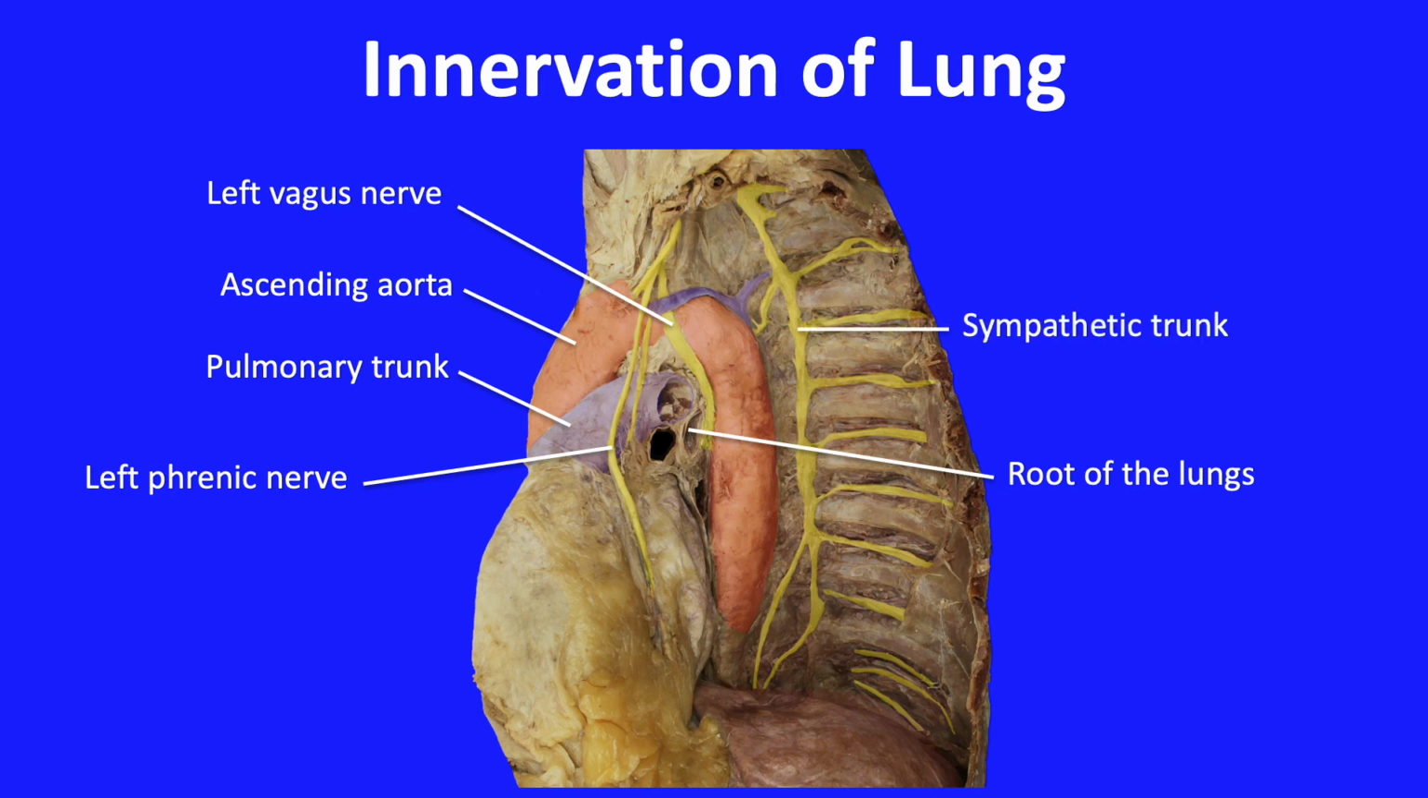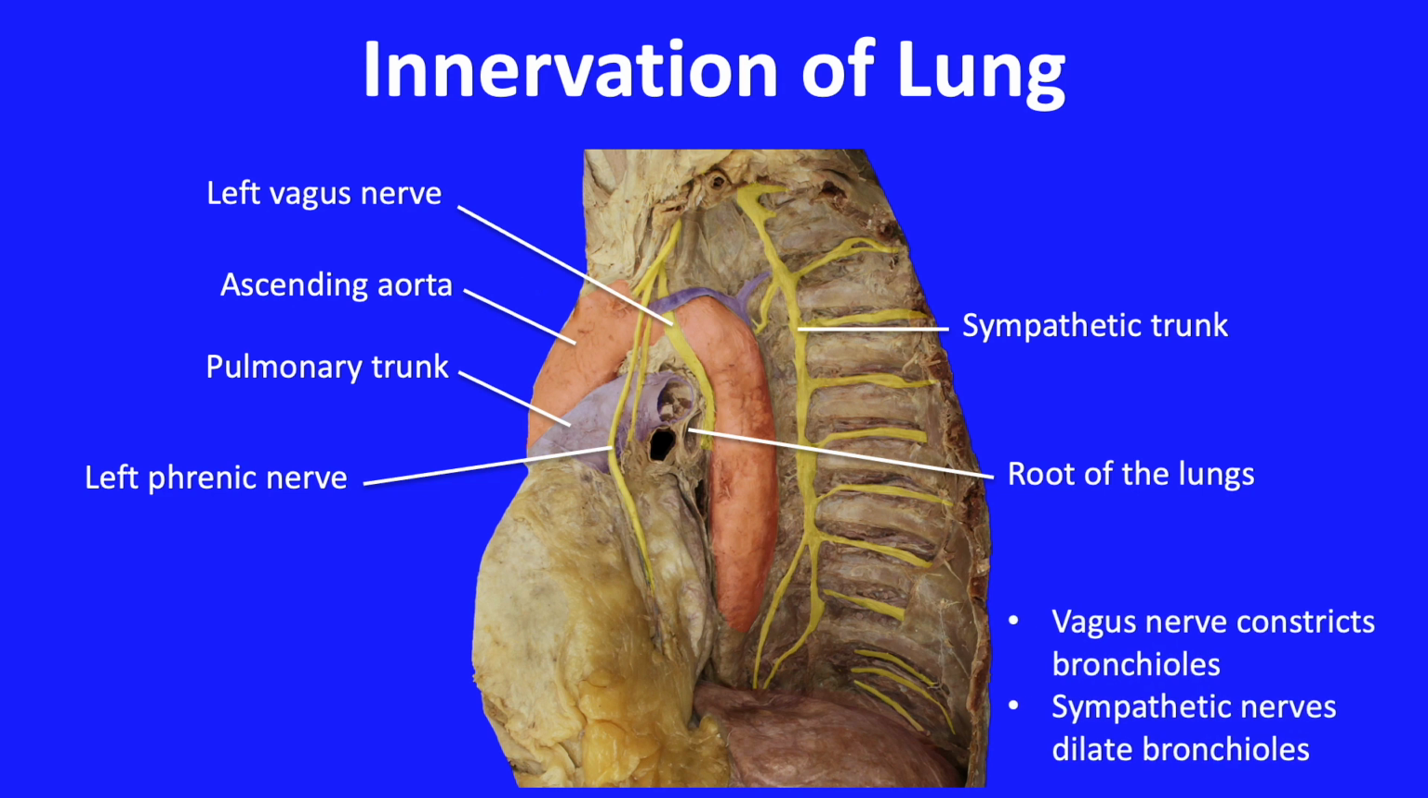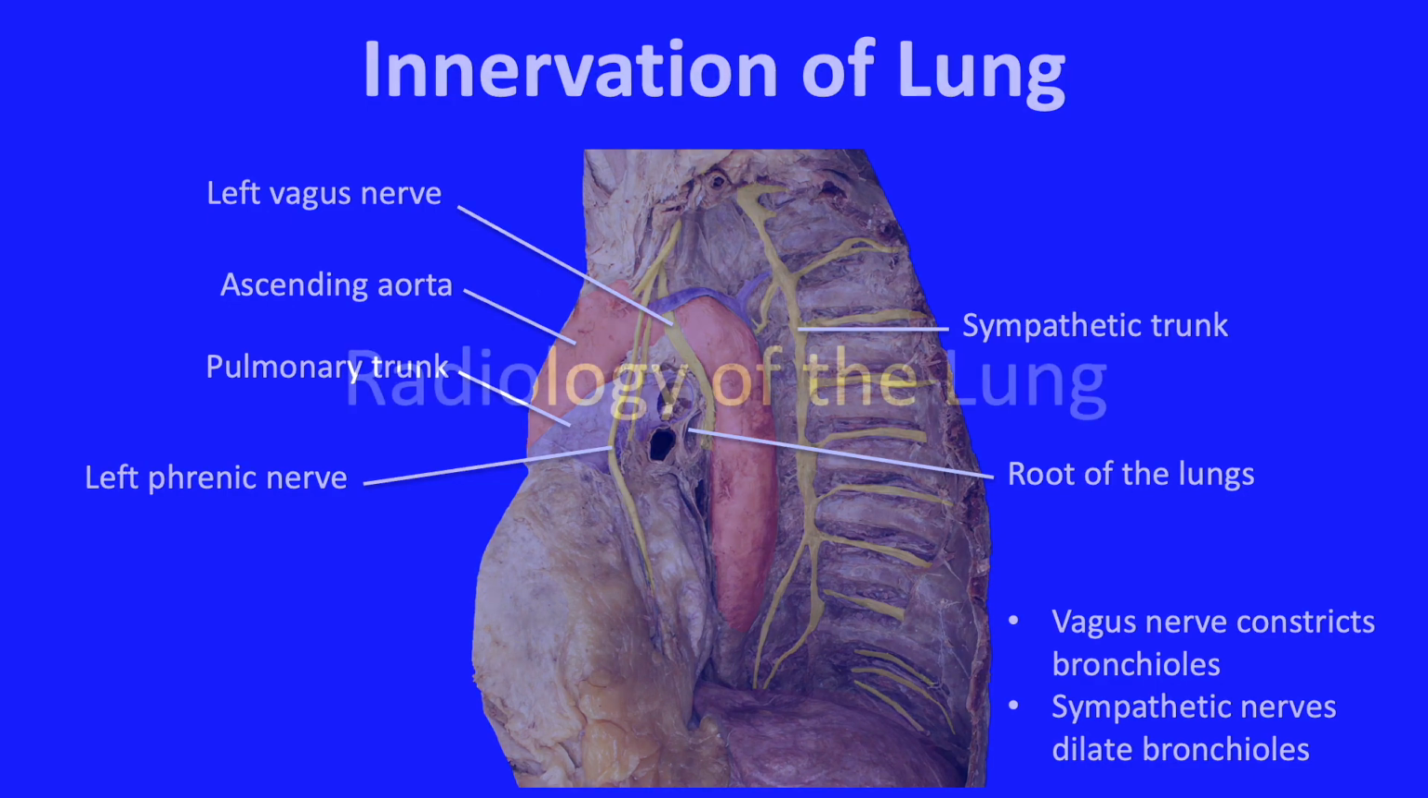The sympathetic innervation of the lungs will arise from the sympathetic trunks. The vagus nerve will constrict the bronchioles. The sympathetic nerves dilate the bronchioles. Hence, think of what medication one would administer to the patient suffering from asthma.